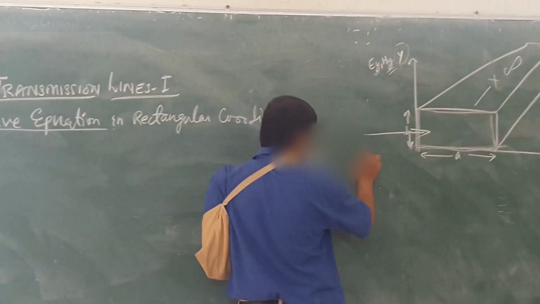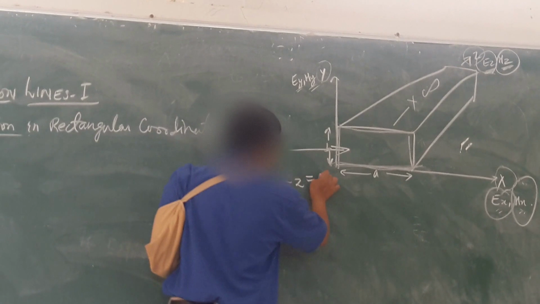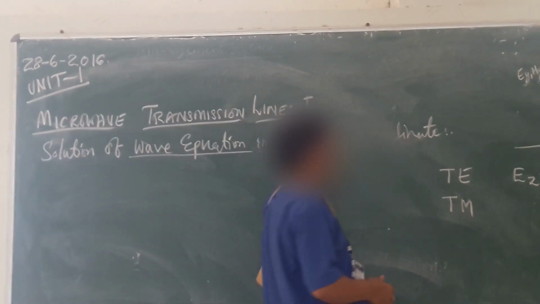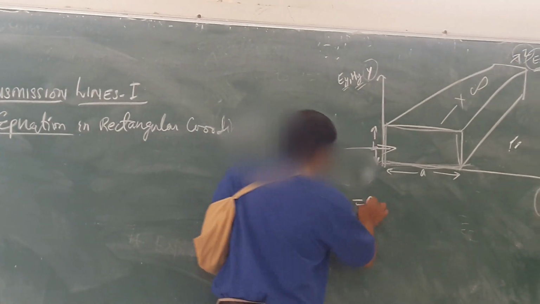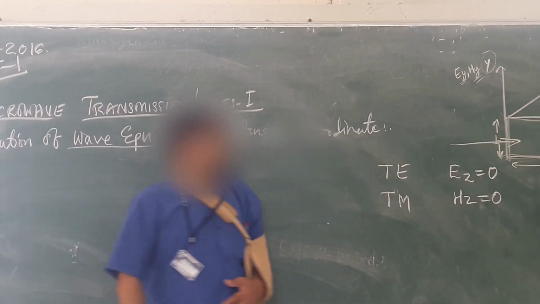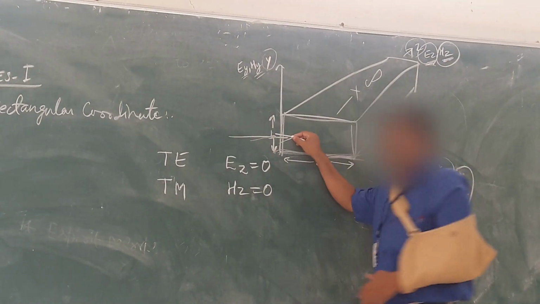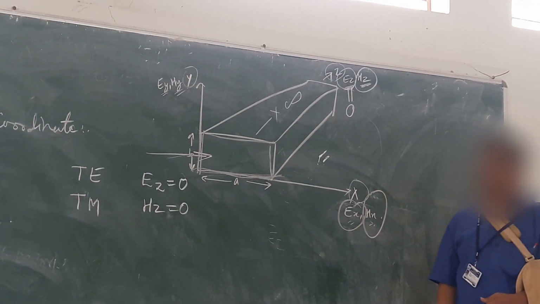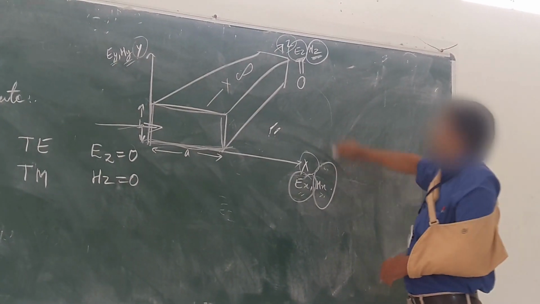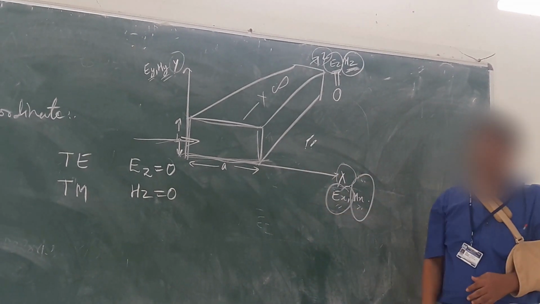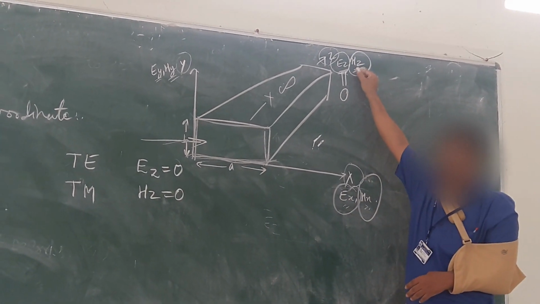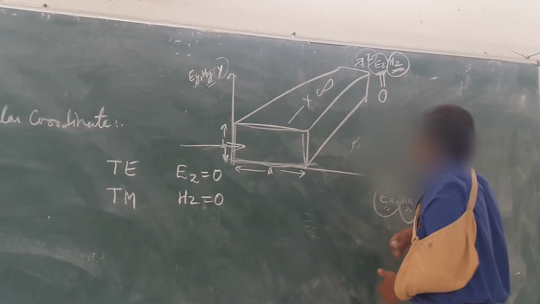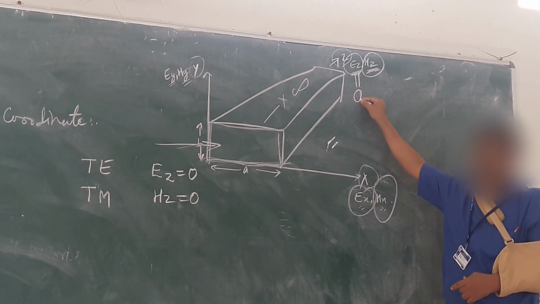Transverse electric means here the Ez component will be 0, and transverse magnetic means here the Hz component is 0. So we propagate the wave in such a way that at first we keep the Ez component as 0. Then we just have to calculate the value of Hz, and from that we can calculate the other values, because initially we put Ez as 0.